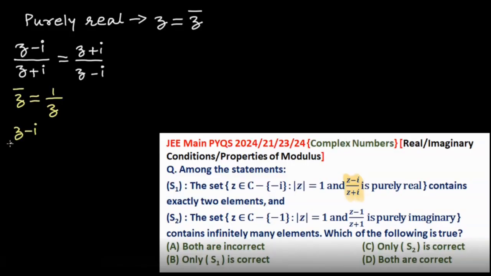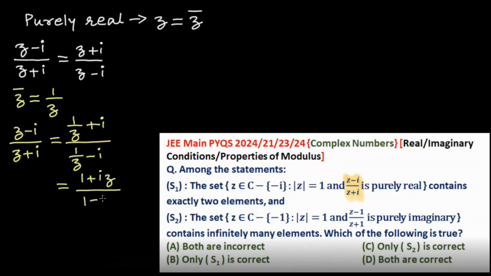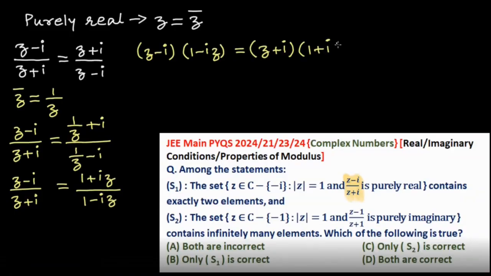So (z minus iota) upon (z plus iota) will be (1 by z plus iota) upon (1 by z minus iota). That will be (1 plus iota z) upon (1 minus iota z). By cross multiplication, (z minus iota) into (1 minus iota z) equals (z plus iota) into (1 plus iota z). Z minus iota z square minus iota minus z equals z plus iota z square plus iota minus z.